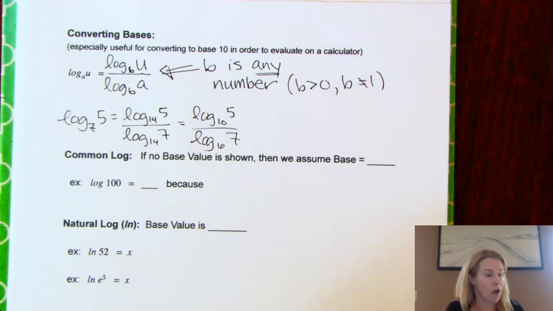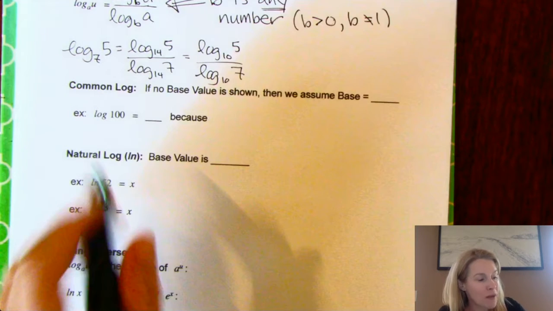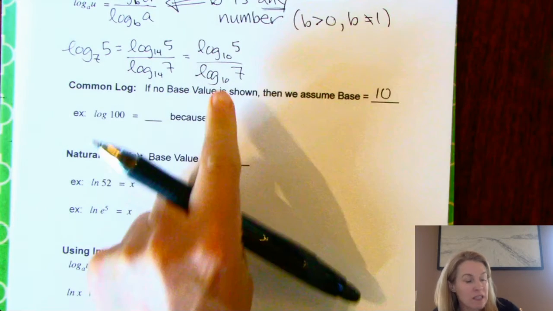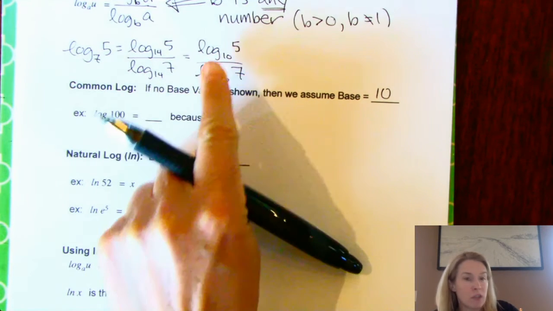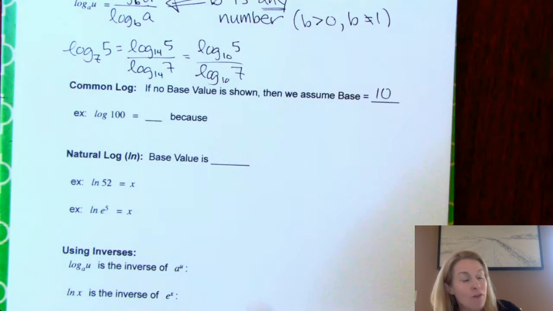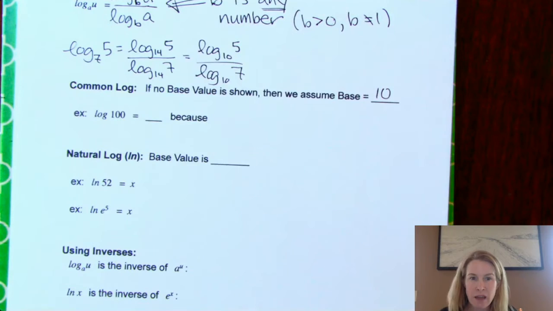All right, common log. If there's no base value shown at all, we assume that the base is 10. So for instance, this one here, I could have written this as just log 5 over log 7, leave the 10s out altogether, it means exactly the same thing.